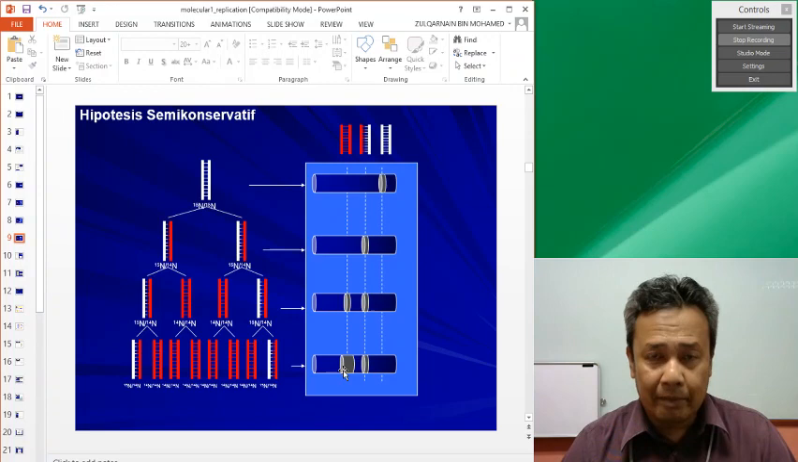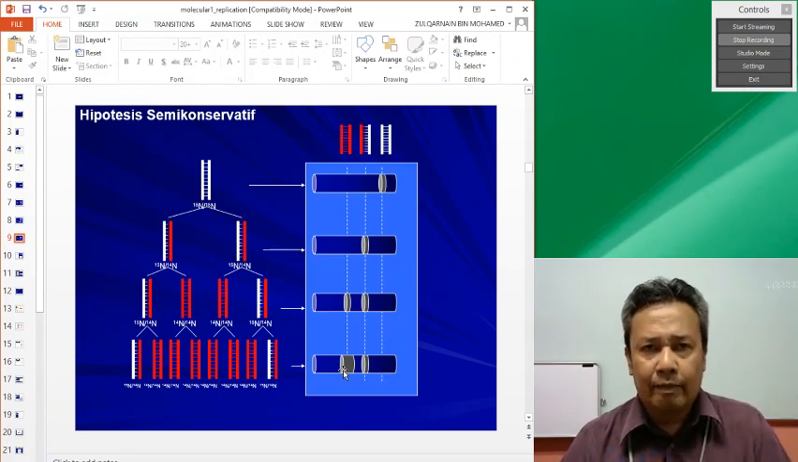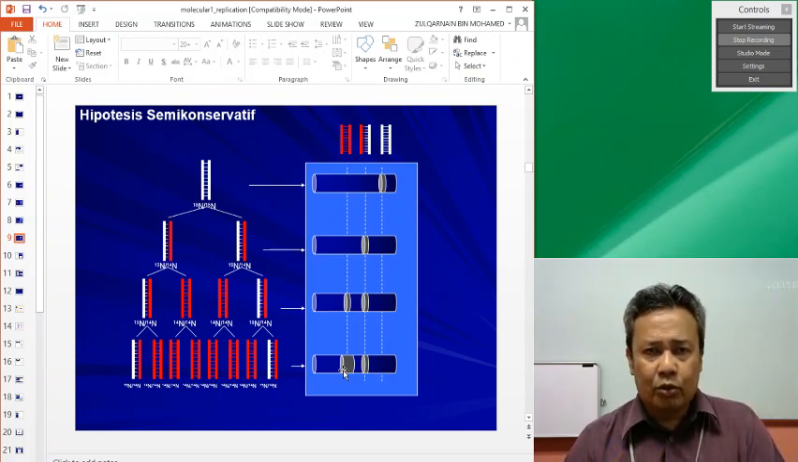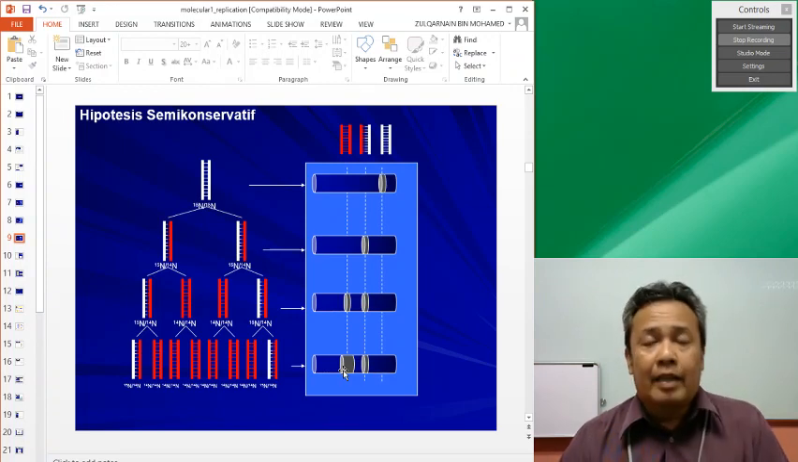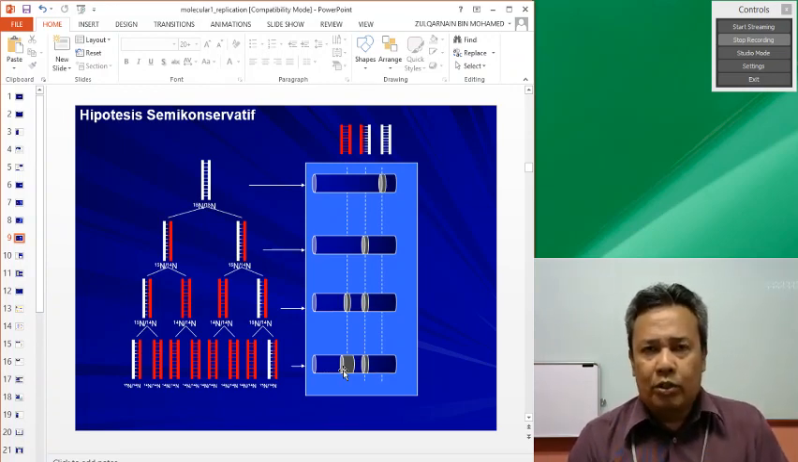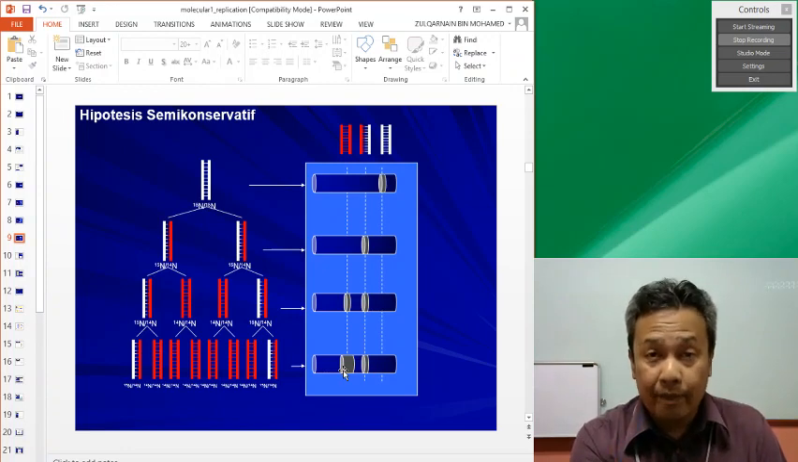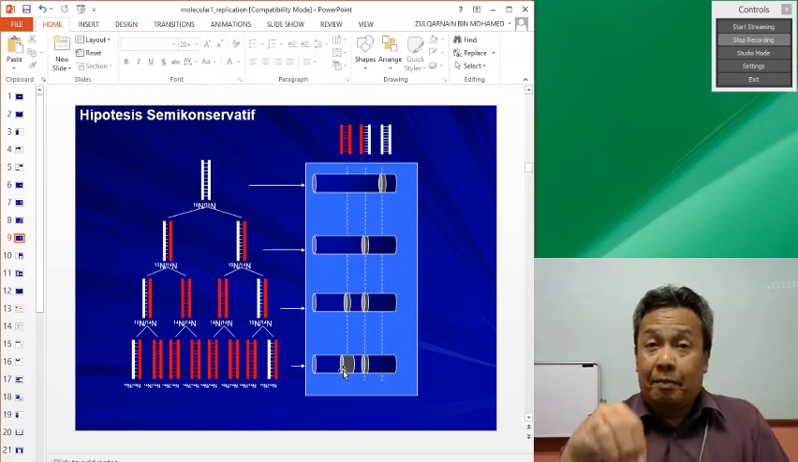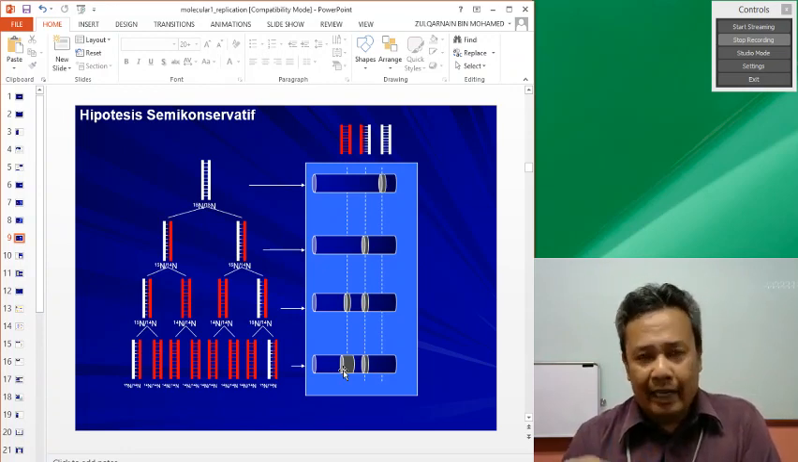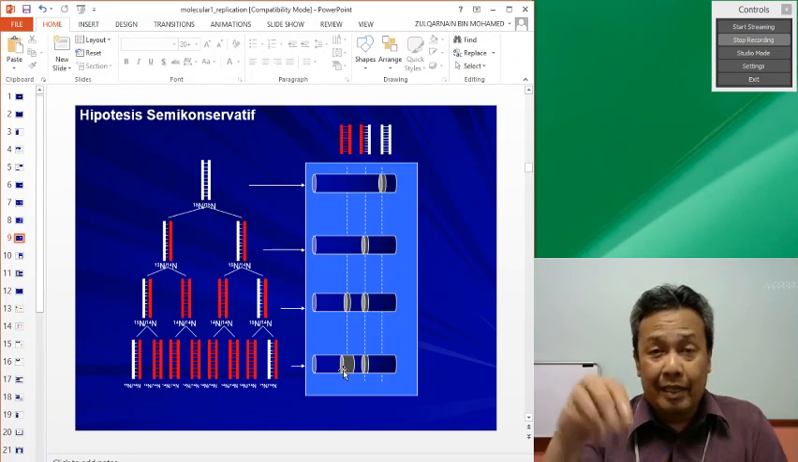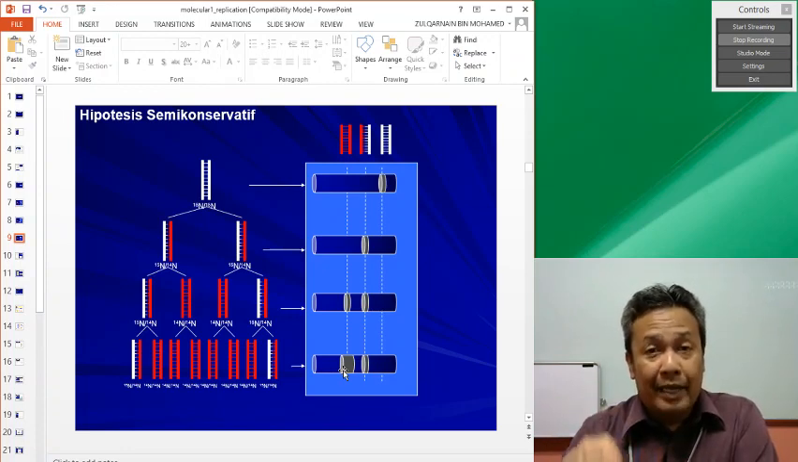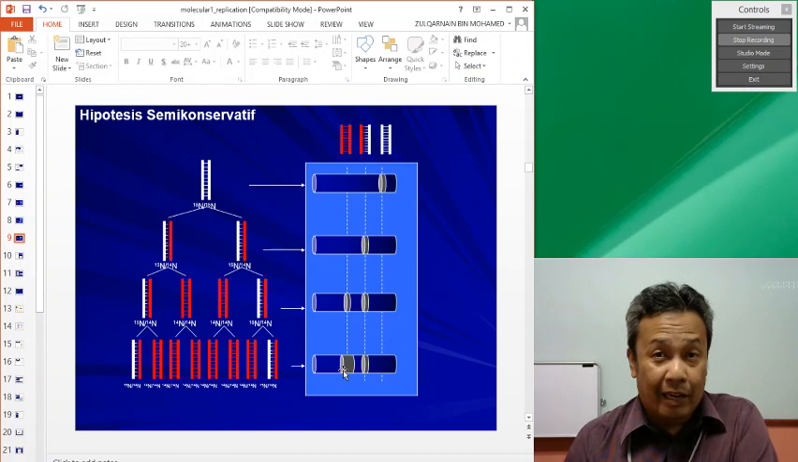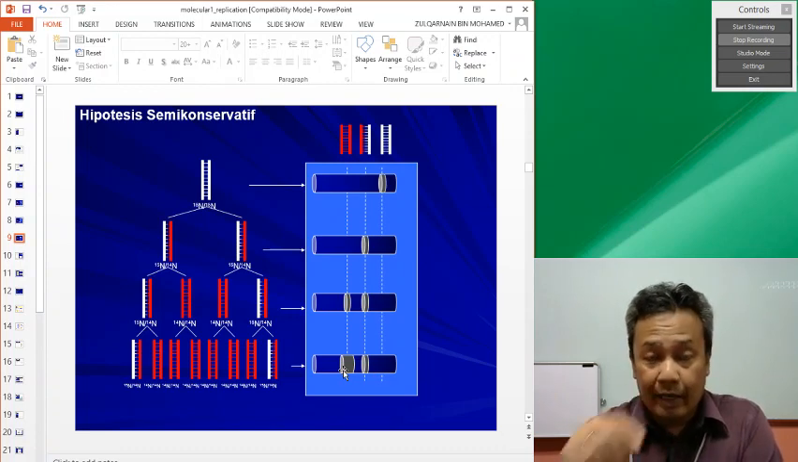So then you do the experiment. How did they do the experiment? Meselson and Stahl allowed the bacteria to grow in a medium containing 15N, allowing them to continue to replicate. Then they took an aliquot, a portion of the bacteria, and grew them in the presence of 14N. Bacteria will grow, divide, and in the process make new DNA. But now the bacteria will make DNA based on whatever is available, which is 14N. It starts making new strands.